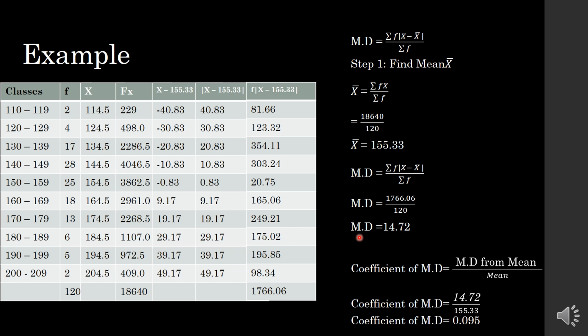After that we need to find the coefficient of mean deviation. Sorry, I mistakenly wrote the spelling wrong here. So the mean deviation from the mean, divided by the mean: just put in the mean deviation value, which is 14.72, divided by the mean, which you calculated as 155.33, and then find the coefficient of mean deviation.